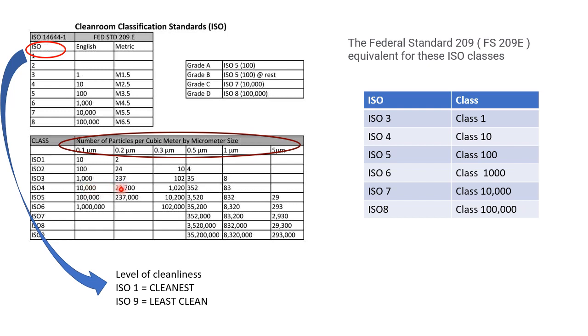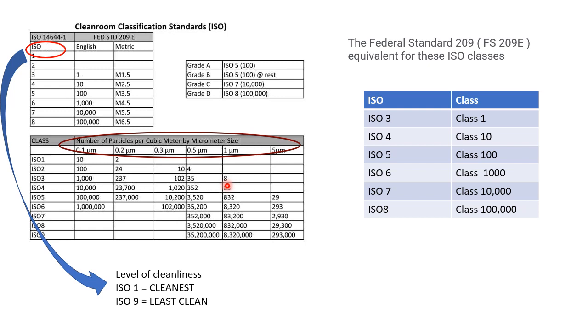237 of 0.2 micrometer are allowed, 102 of 0.3, 35 of 0.5 and 8 of 1. Okay, so this is how you compare the number of particles depending on the size of particles. And this is also the table that is mainly used while validating the clean room. Okay, so yes, this is a very important part.